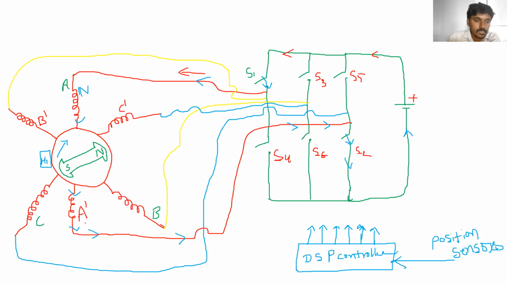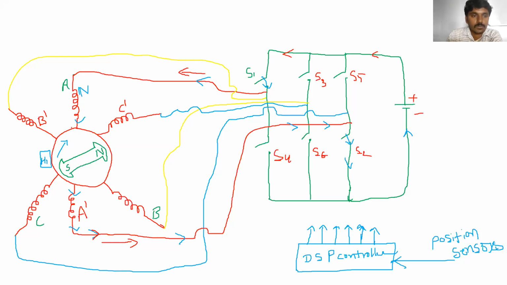Under this condition, the current exists through this point, through the A dash coil, and through S2 to the negative terminal of the supply voltage. So here, whenever this coil becomes a north pole, what will happen? This north pole and south pole will be attracted to each other.